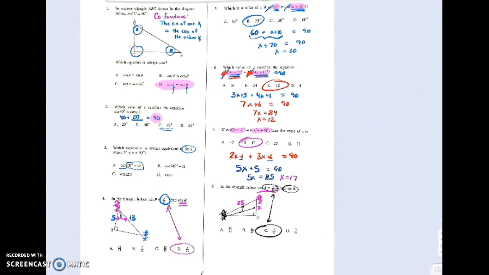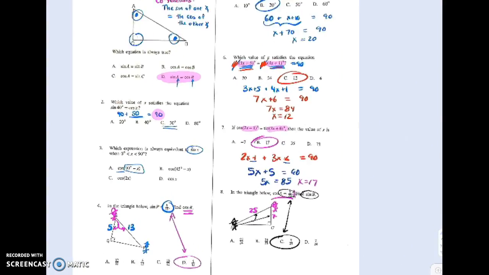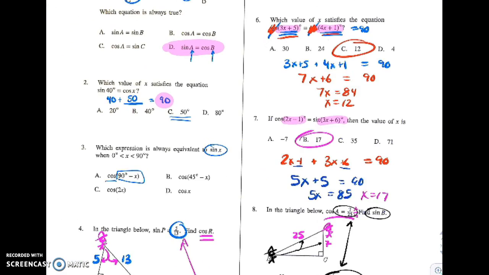Same thing. So that's generally the idea of cofunctions. It's probably going to be something like one of those questions. I don't know how they'll ask it. They've done it a variety of different ways. These might even be old Regents questions. I know some of them are for sure. The sine of one angle is the cosine of the other, and the expressions add up to 90 degrees.